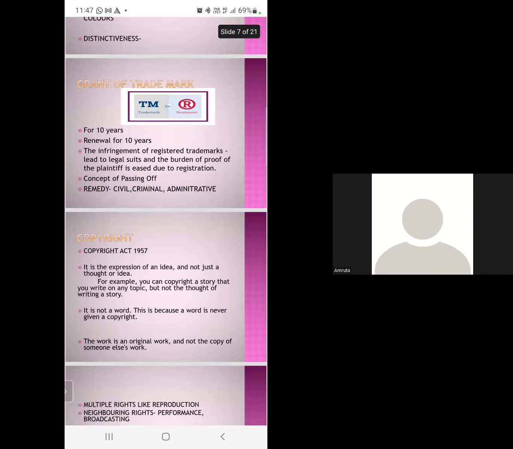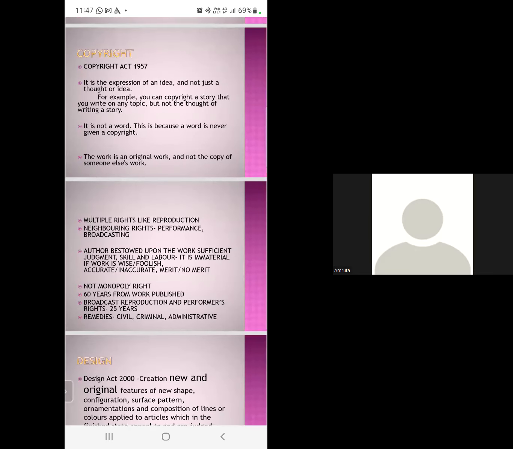Then the next law is copyright law. Copyright is granted for the expression of an idea, not just a thought of an idea.